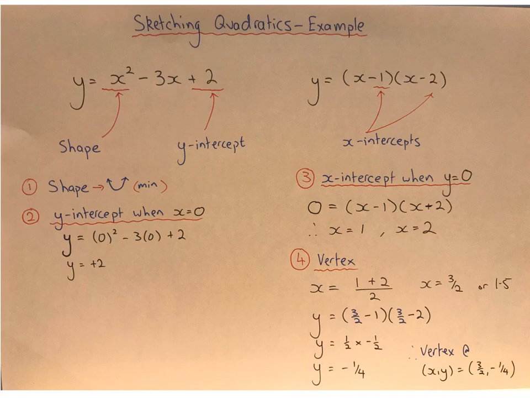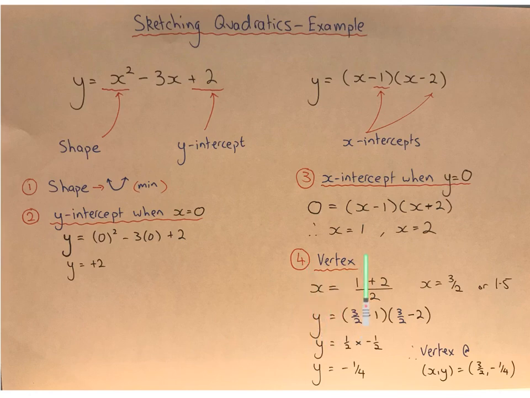Now the x-intercepts are when y equals 0. So you can see now when I substitute in y equals 0, it is best to use the factorised form because now I can use the null factor law. The solutions to this equation are when I make the first bracket 0 by the value x equals 1, or when I make the second bracket equal to 0 with the value x equals 2.